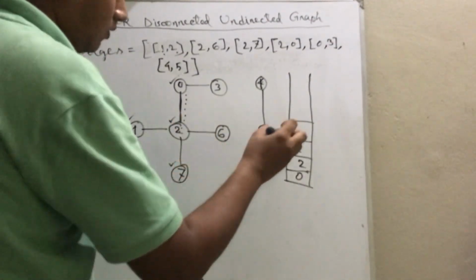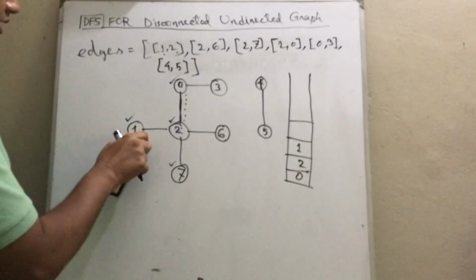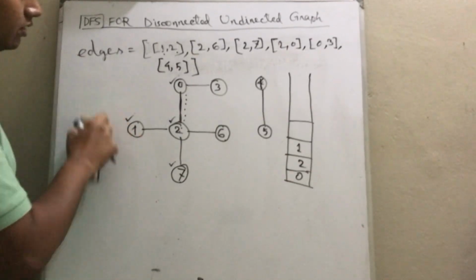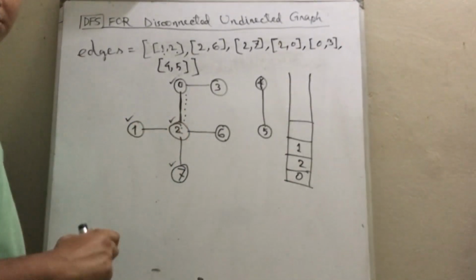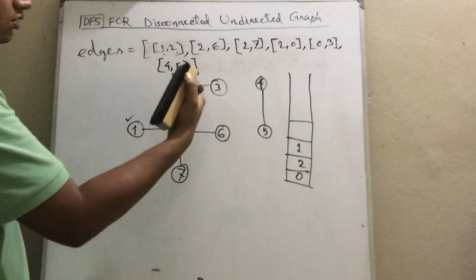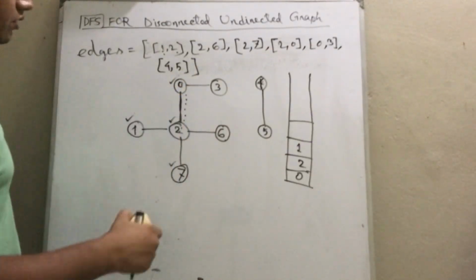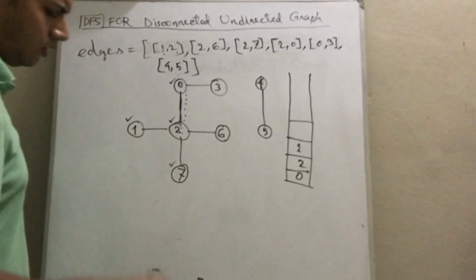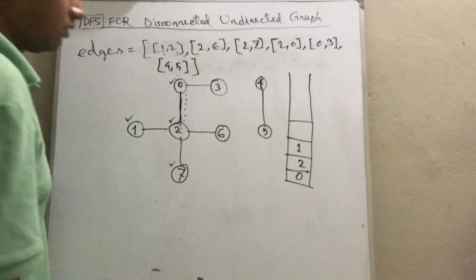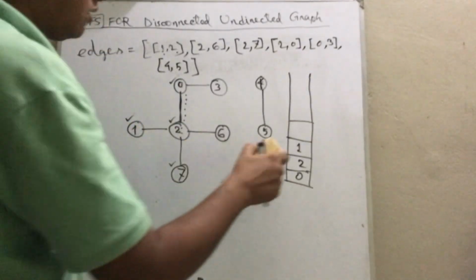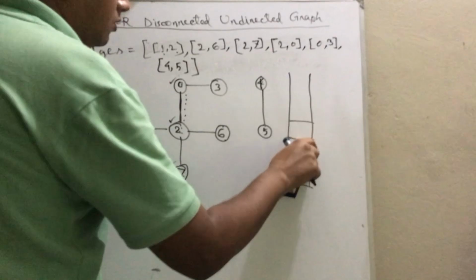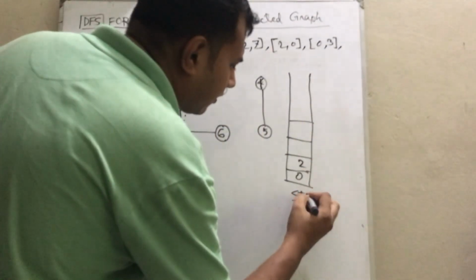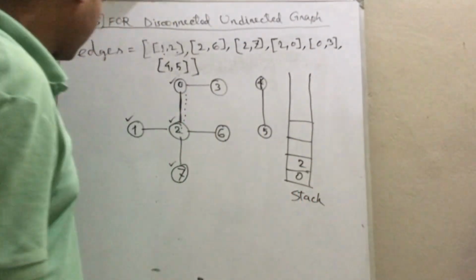Now 1 has no neighbor. Yes, 2 is a neighbor, but 2 is already visited, so we don't count it. Just unvisited ones. No unvisited neighbor. 1 is already visited. Pop 1 from the stack. This is just a stack. Okay, done.